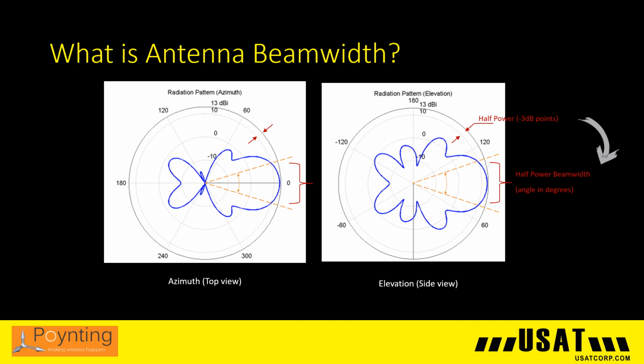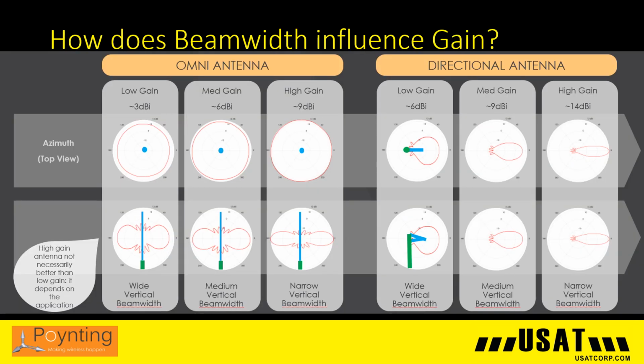Notice the beam width is a complete arc. It is not the plus and minus beam width. Also notice that the gain is not maintained evenly over that beam width path. On this slide, we're going to look at how the design beam width influences the gain.